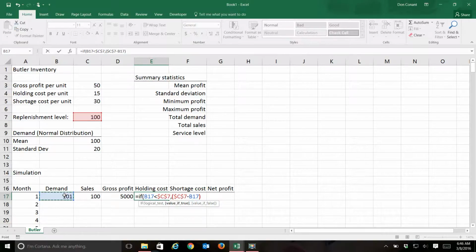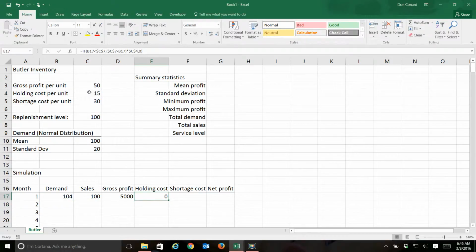Once I have that quantity, I'll multiply that quantity times the cost for holding, which I need to make absolute. Otherwise, there's no holding cost. I put in a 0, close off my parenthesis for my if statement, and I have no holding costs. In this instance, it changes each time I press enter. Now the shortage cost is very similar.